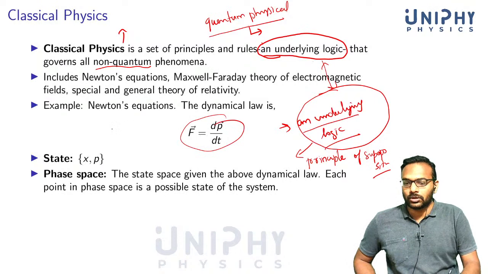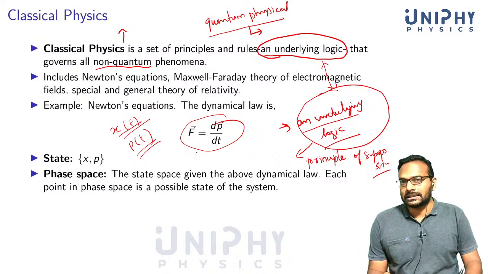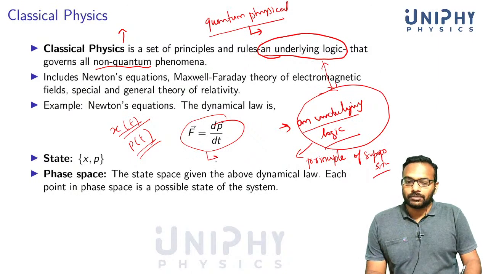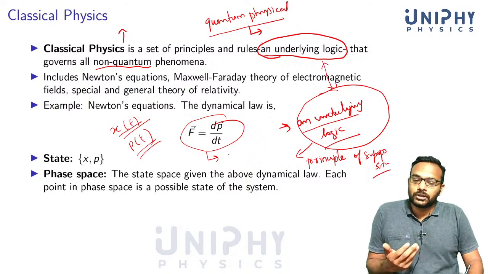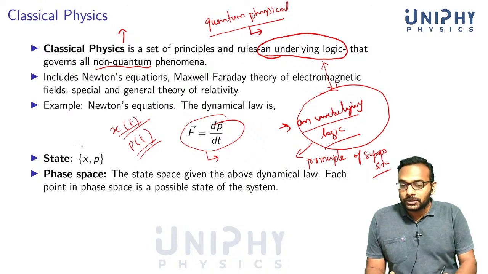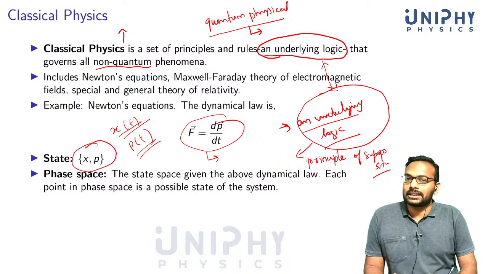Once you solve this equation, you will get x(t) and p(t), but there are two constants of integration, which we usually call the initial position and the initial momentum. Once you have the initial position and initial momentum and you know the forces acting on the system, Newton's equation will tell you exactly what the future is, to where the system is evolving. So, this is what we call the state. State is a set of position and momentum.